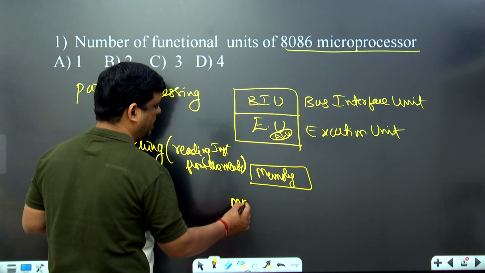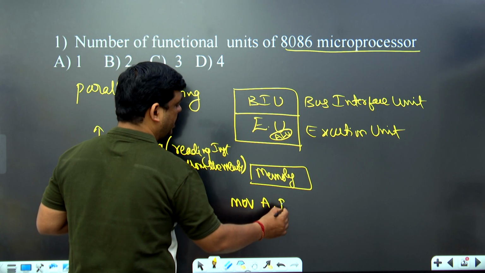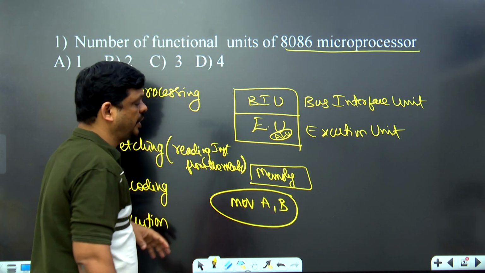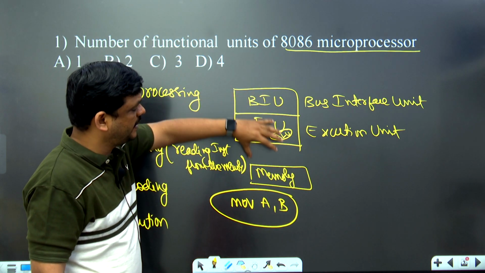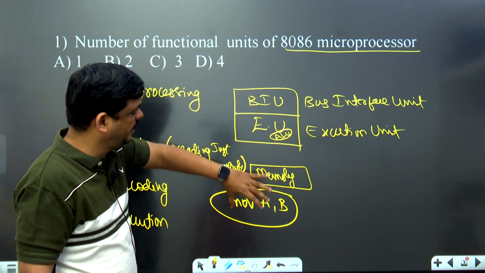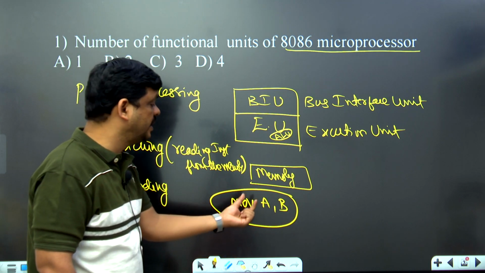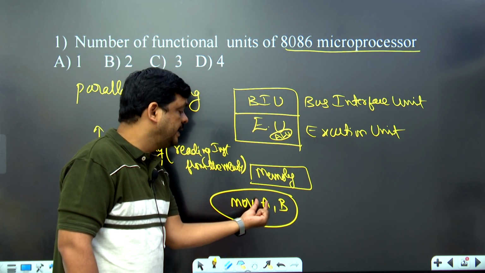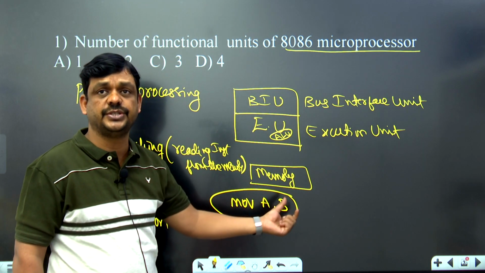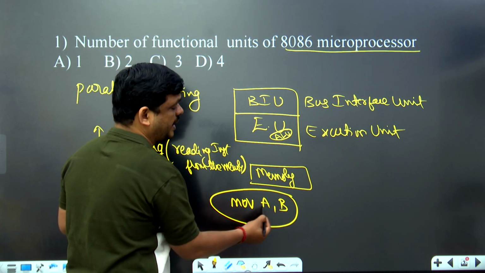So I'm writing one instruction, MOV A, B. This is one instruction. First of all, this processor has to read the instruction from the memory. So that is finished. Later it has to perform decoding. Decoding means it has to identify the source and destination locations.